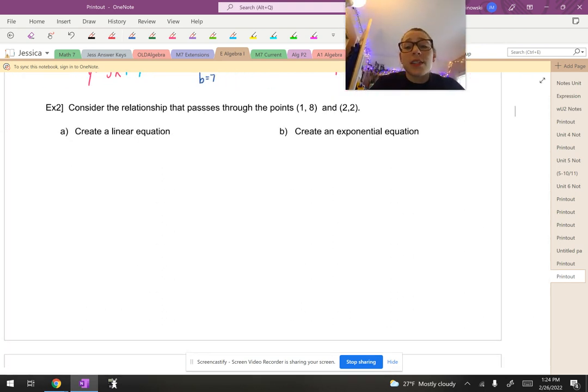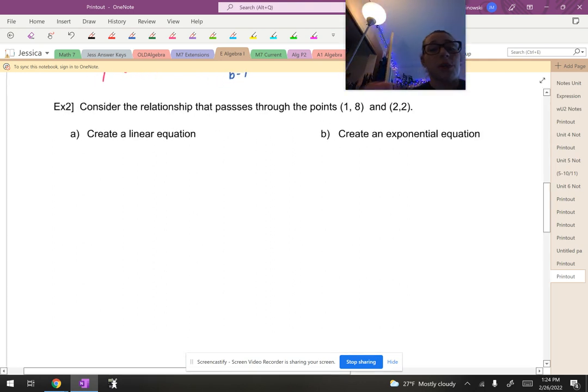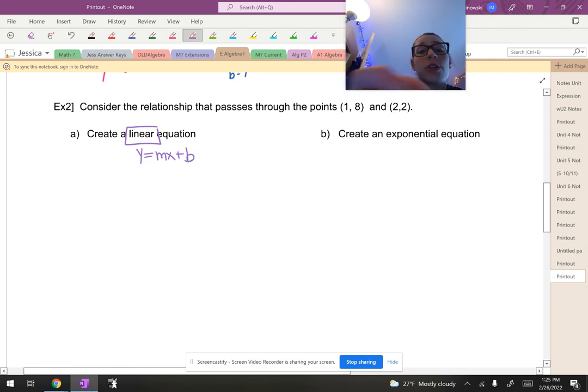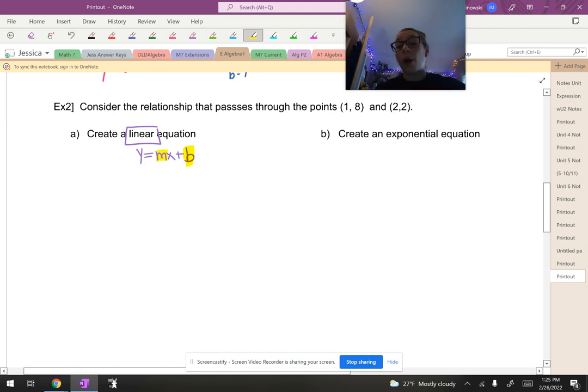Which is why here in this example 2, we have a part A asking us to create a linear equation out of those points, and part B asking us to create an exponential equation. So starting with linear first. Linear, the first thing that should be jumping into my head is y equals mx plus b, in that I need to have the m and the b filled in, that slope and my y-intercept.